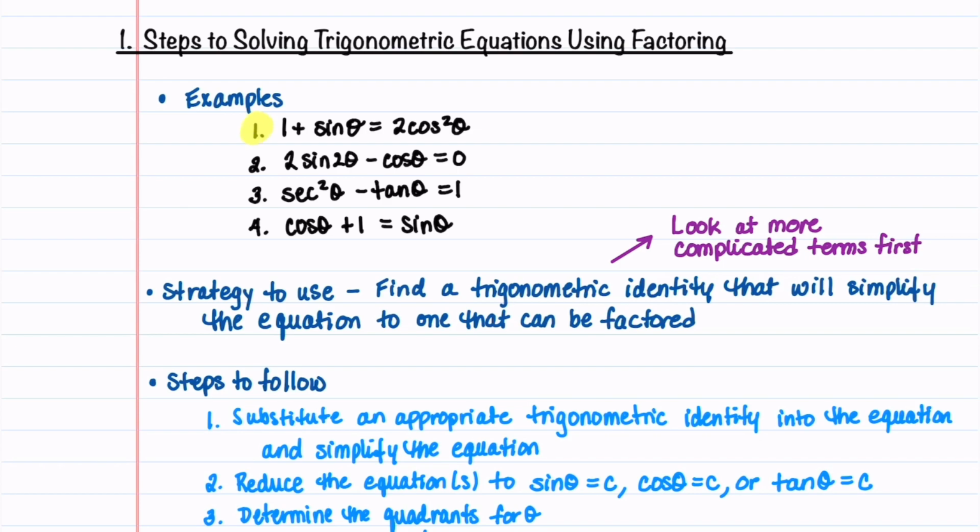Before we go over these 4 example problems, we're going to quickly walk through the steps that we need to follow to solve these problems. The strategy that we'll use is to find a trigonometric identity that will simplify the equation to one that can be factored. To find this trigonometric identity, we're going to look at the more complicated terms first.